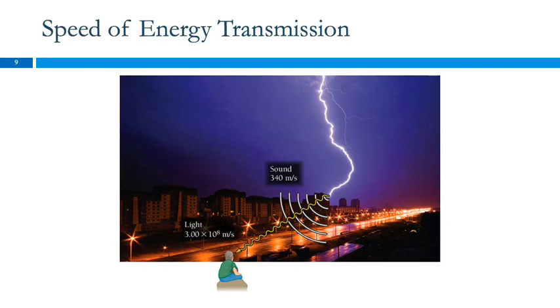So when lightning strikes, we see the light first, and then we hear the sound, because sound is not electromagnetic radiation. Sound travels at about 340 meters per second. Light travels at 3 times 10 to the 8th meters per second. Much, much faster. And so that's how you can use the time difference between seeing the lightning and hearing the thunder to estimate how far that lightning strike is away from me. Right?